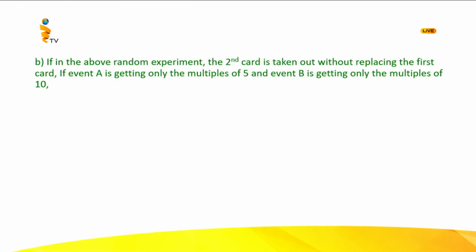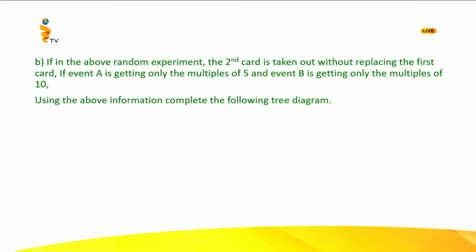And they tell us event A is getting only the multiples of 5. So it cannot be a multiple of 10. So what are those numbers? It can be either 5, 15 or 25. The event B is getting only the multiples of 10. They are 10, 20 and 30.